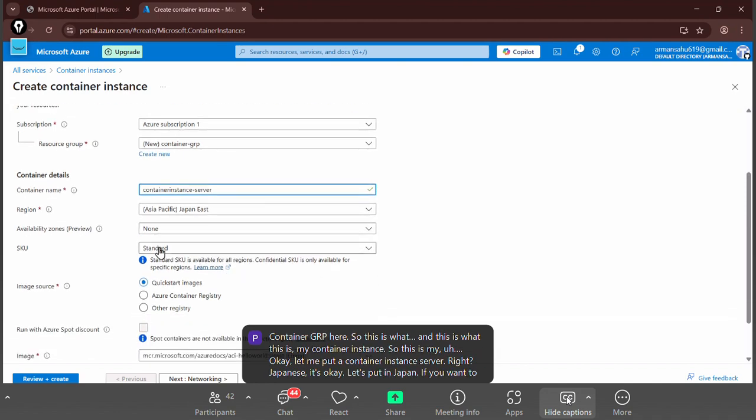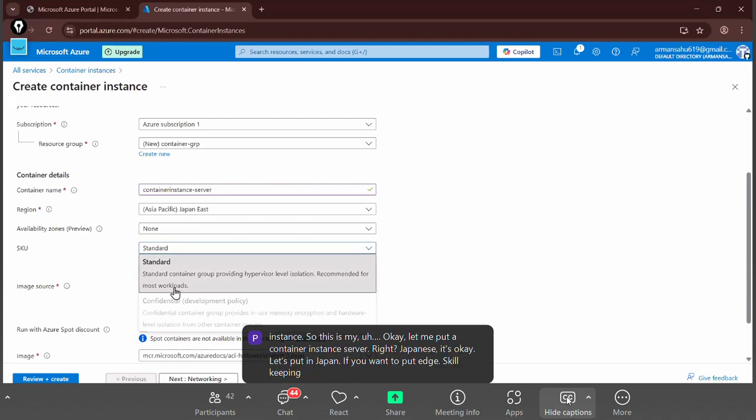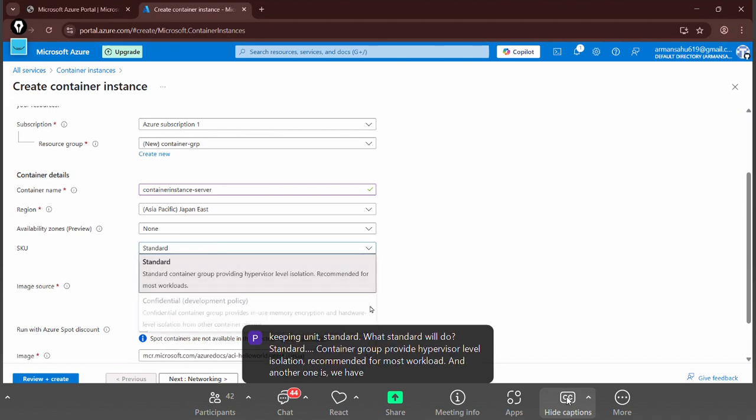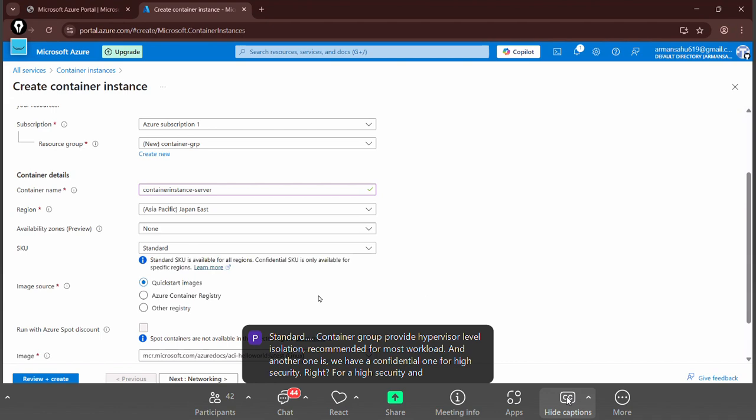If you want to put a SKU, the standard container group provides hypervisor level isolation, recommended for most workloads. And another one is confidential, for high security. Now, what are we doing? I am creating a server for a container. If I'm talking about a container, for a container what do I need? I need an image.